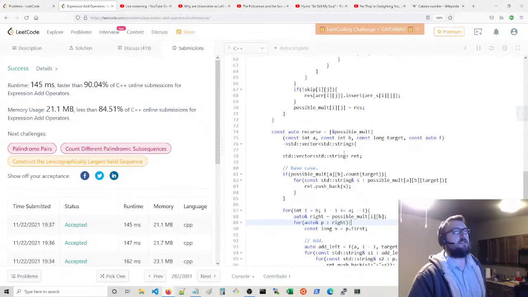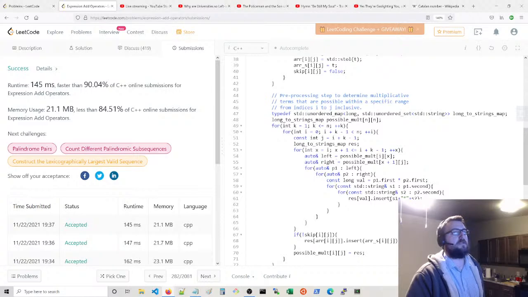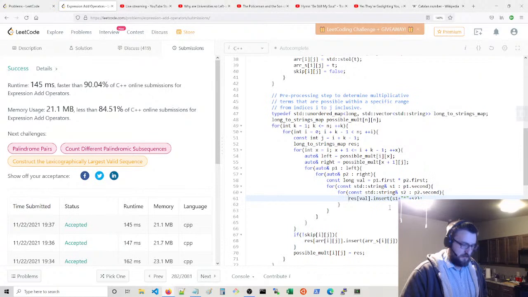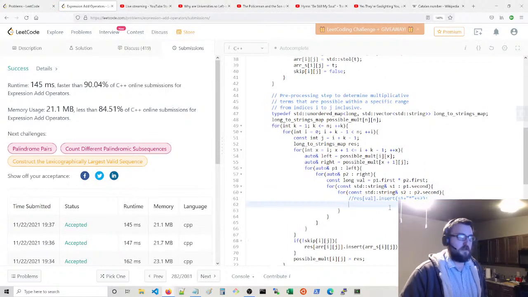And then now here's another. This is a hard one. Whether or not these need to be unordered sets. That's a really tricky one. Let's see if we make these vectors instead of sets. I'm gonna comment it out instead of totally deleting it. Okay. Same thing here.